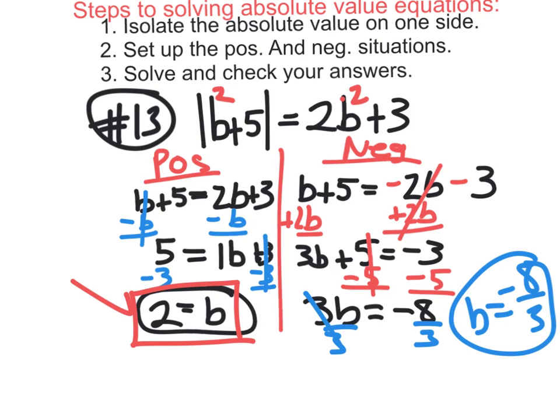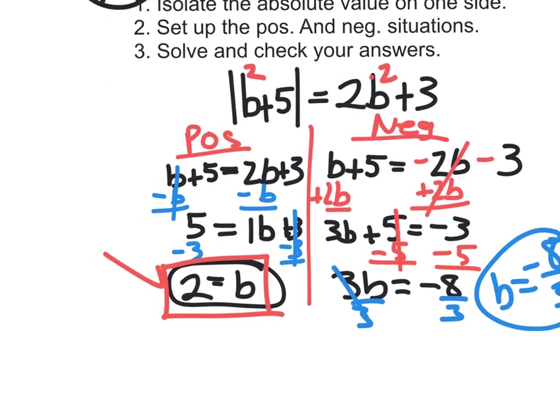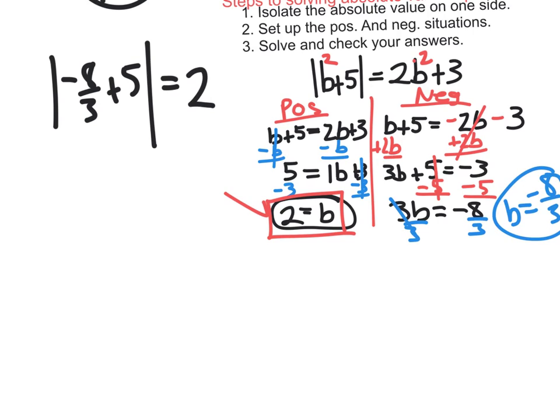Now if we take a look at the other guy, maybe the other one works also. Who knows? Let's check. If I were to plug in a -8/3, and let me move all this to the side. Let me move that out of the way. And let me plug in a -8/3 into the original. So I'm going to go the absolute value of -8/3 plus 5 equals the absolute value of 2 times -8/3 plus 3. Okay, sorry about that.